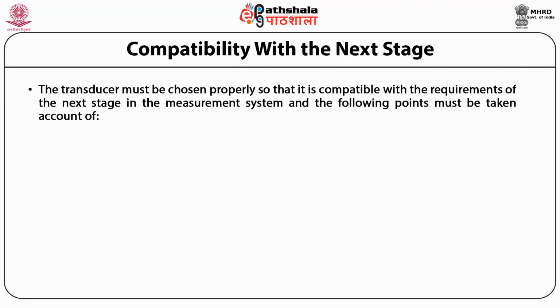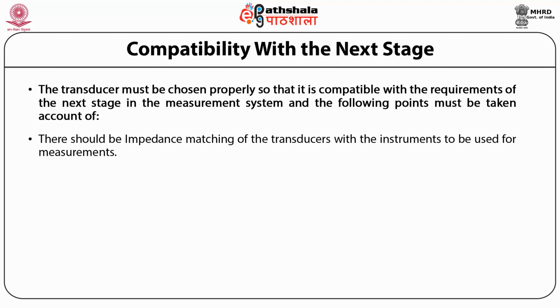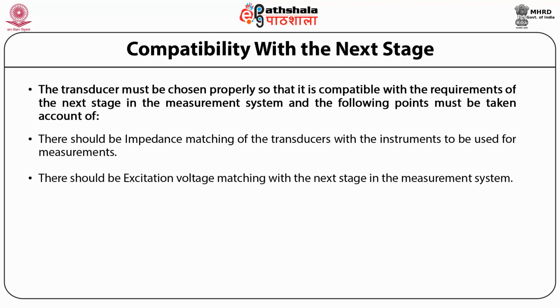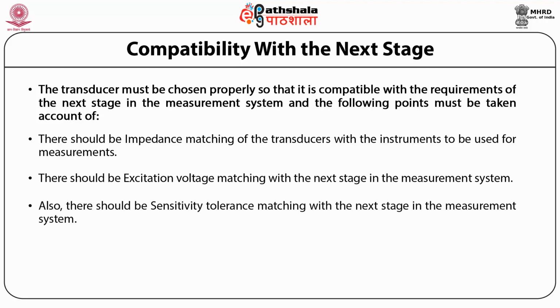Now students, let us see the compatibility of the transducers with the next stage in the circuit. The transducer must be chosen properly so that it is compatible with the requirements of the next stage in the measurement system, and the following points must be taken into account. First, there should be impedance matching of the transducers with the instruments to be used for measurements. Second, there should be excitation voltage matching with the next stage in the measurement system. Third, there should also be sensitivity tolerance matching with the next stage in the measurement system.